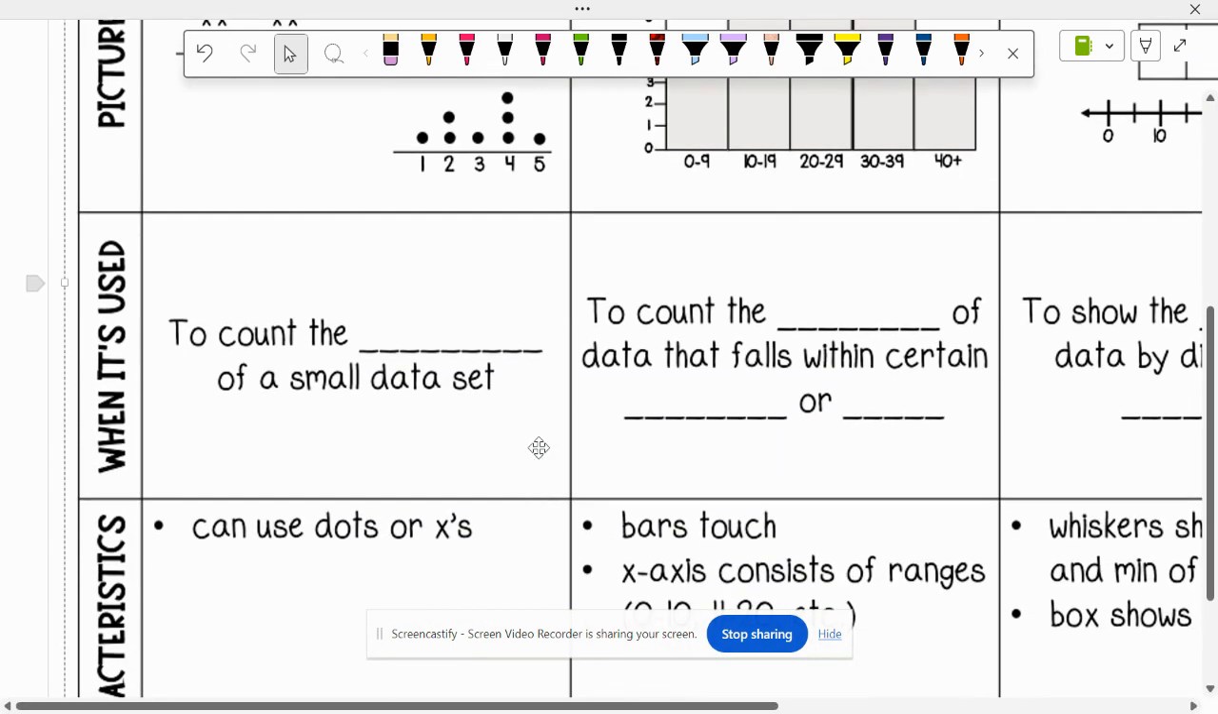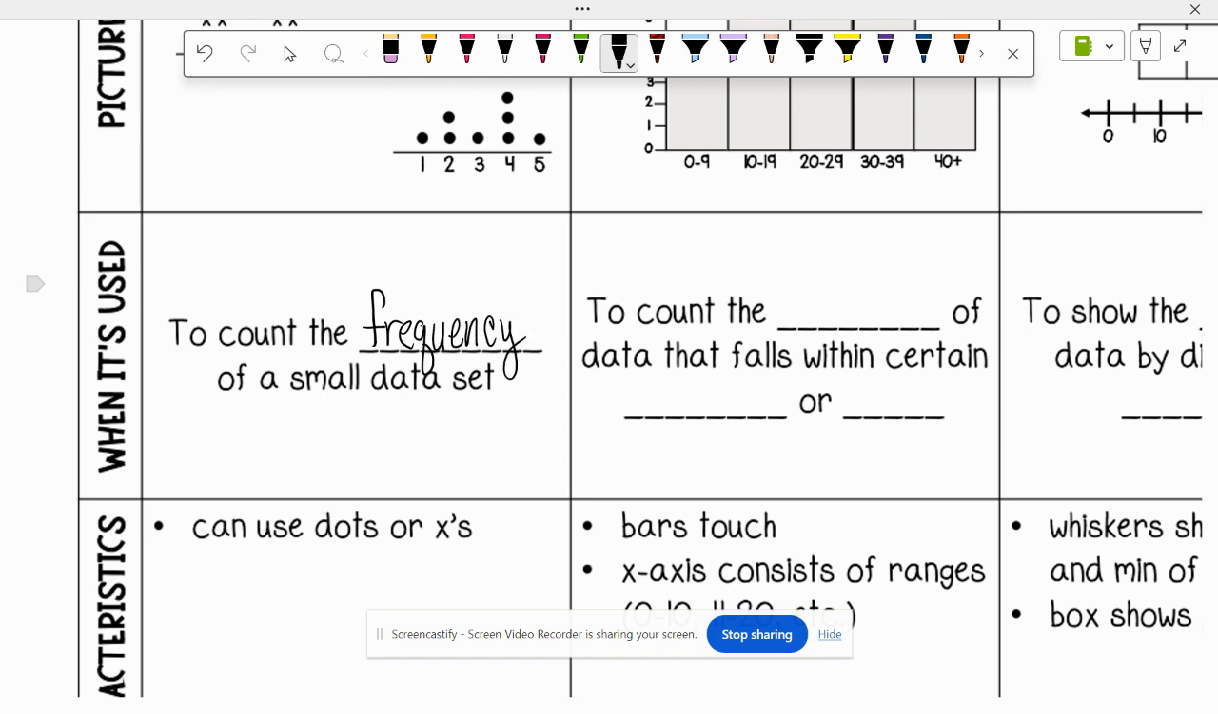So it's used to count the frequency of a small data set. This word here is the frequency. We either use dots or tally marks, or you can use little X's, and you just place those dots on the number line, just like your pictures above. It's not anything super crazy or hard. Are you guys good with that?